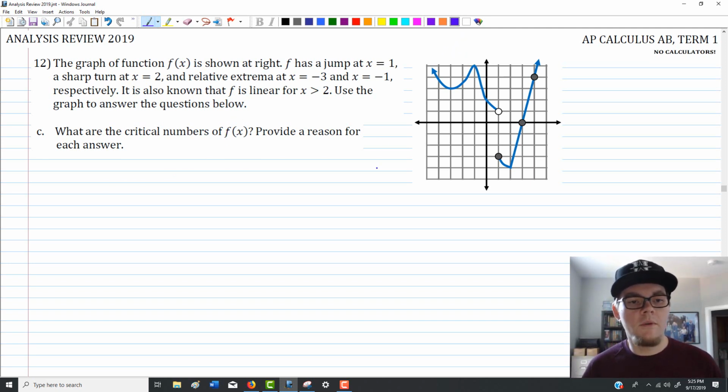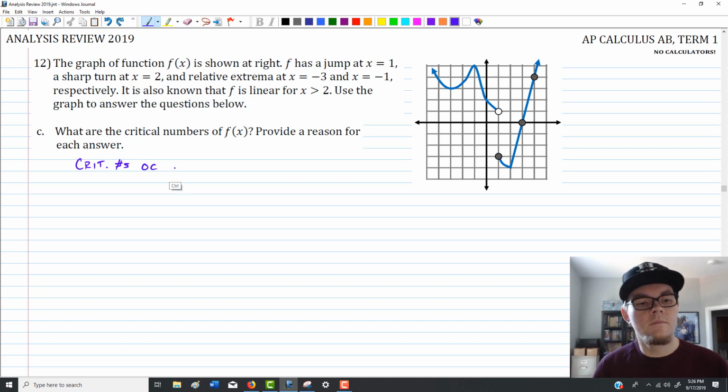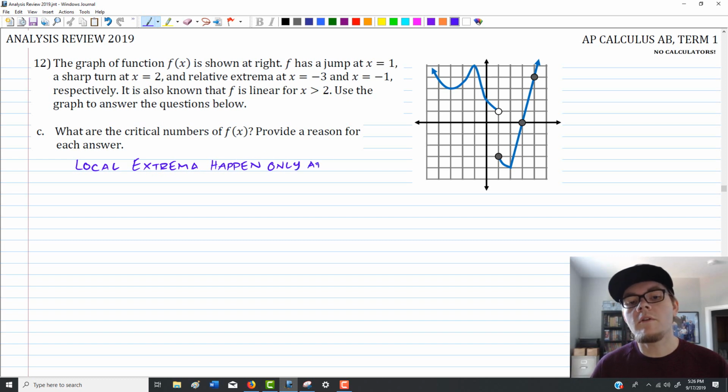So, the graph and the critical numbers. First of all, a couple things to note. Sorry, I said that wrong. Local extrema happen, yeah, they do sometimes happen. Local extrema happen only at critical numbers. So that's a really important first thing to point out. Any relative extrema we have for this function is going to be a critical number for that function.